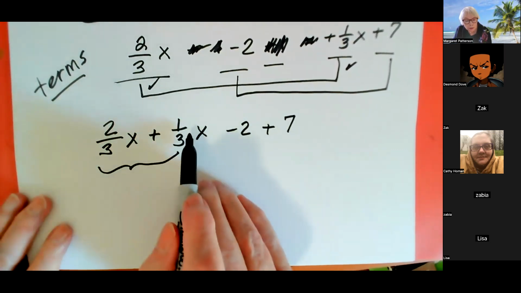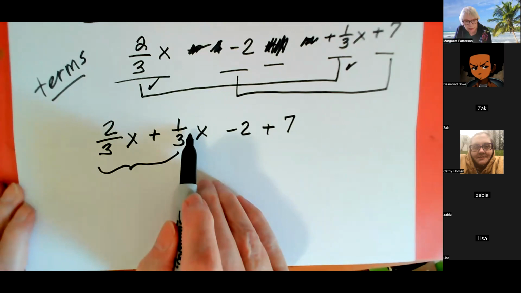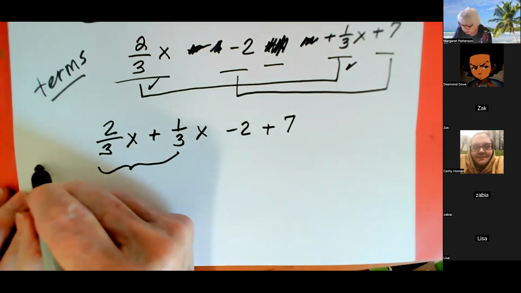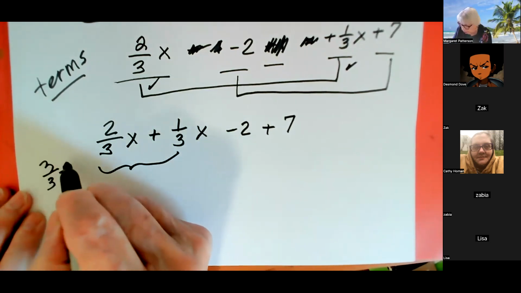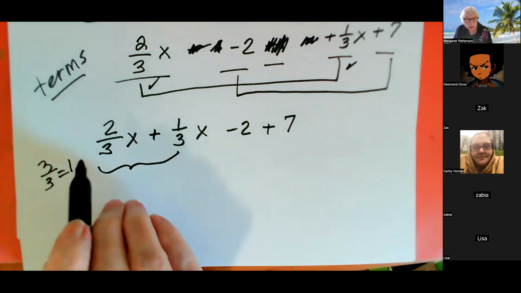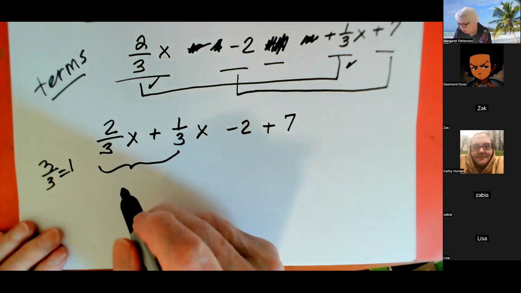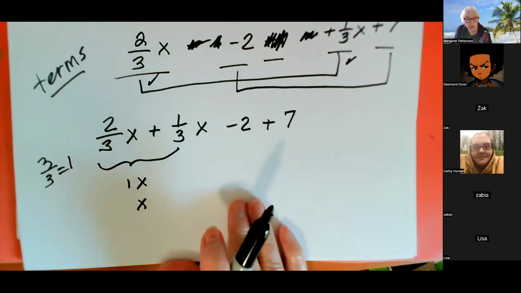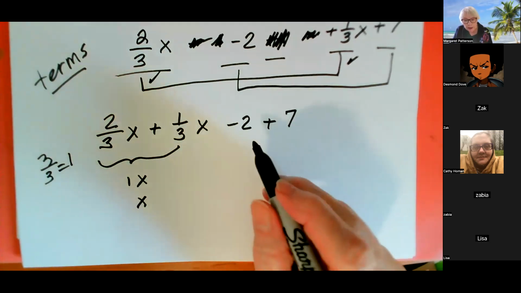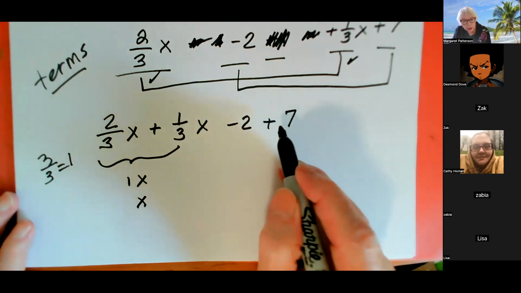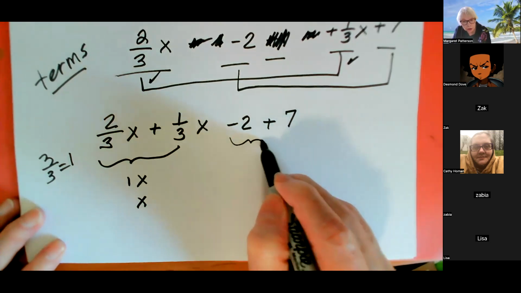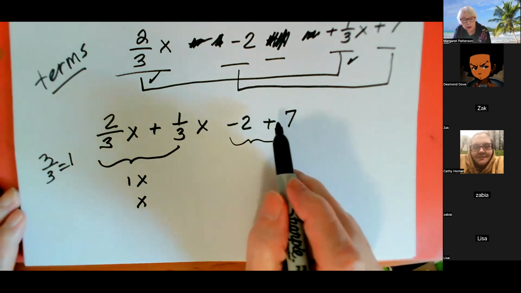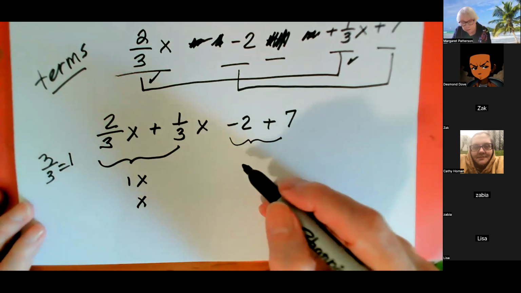So 2/3 and 1/3 make 3/3. And 3/3 is really 1, isn't it? So 1x, so you would write it as 1x. The simpler version would be just x. Then these 2 are plain numbers, which are also alike. And so 7 take away 2 is 5.